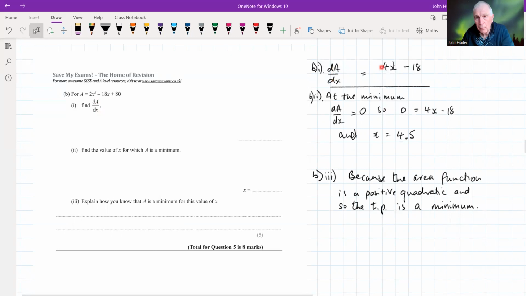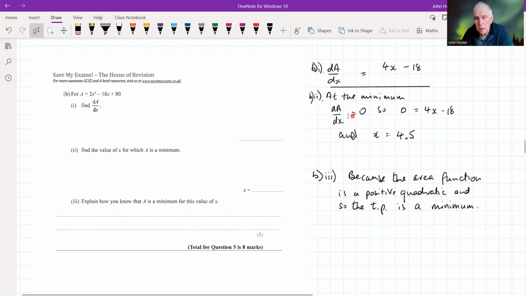So just using the power rule, because this is just a straight polynomial, we get 4x minus 18. So that's 2 times 2, take away 1 from the index, that's 4x. And then this is x to the power of 1. So 1 times minus 18 is minus 18, and take 1 off the index, that's x to the power of 0, which is 1. And then this 80 is 80 times x to the power of 0, effectively. x to the power of 0 is 1. So if we multiply the 0 in the index by the 80, well, the term just disappears. So that is the derivative, 4x minus 18.